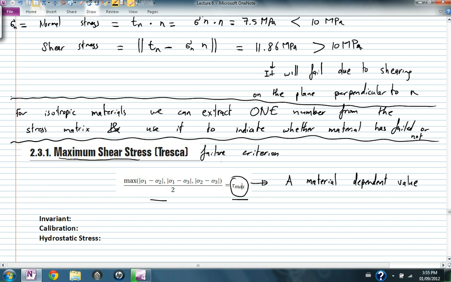First, this failure criterion is invariant. It's independent of the coordinate system. Why? Because your principal stresses are independent of coordinate system. The values are independent of coordinate system.